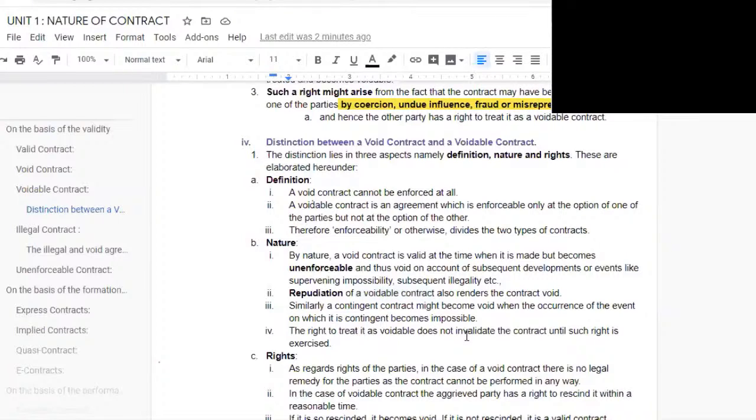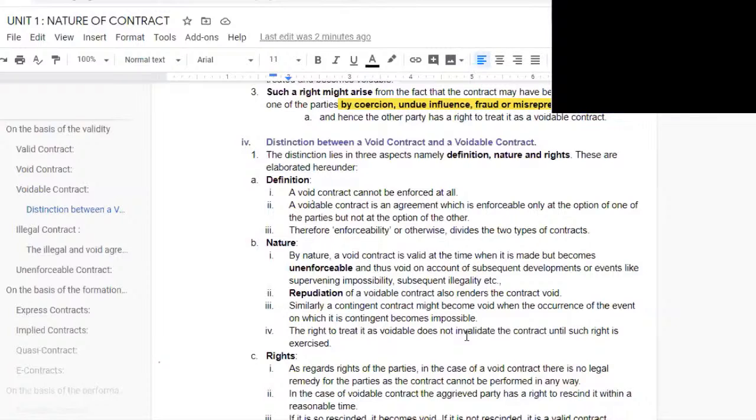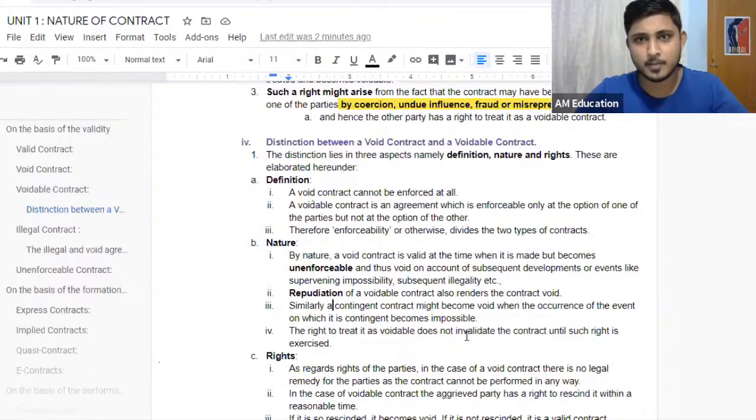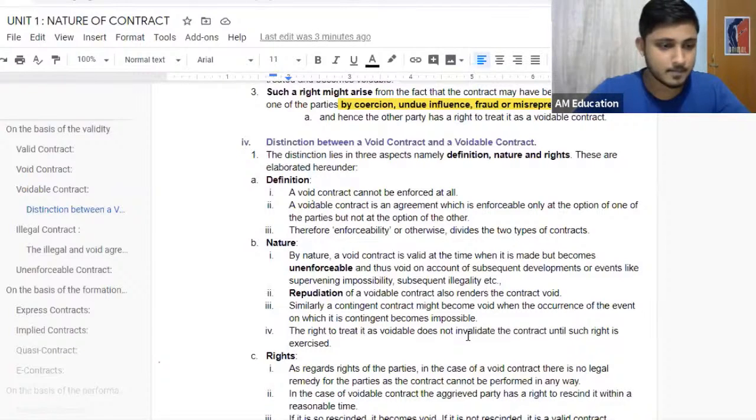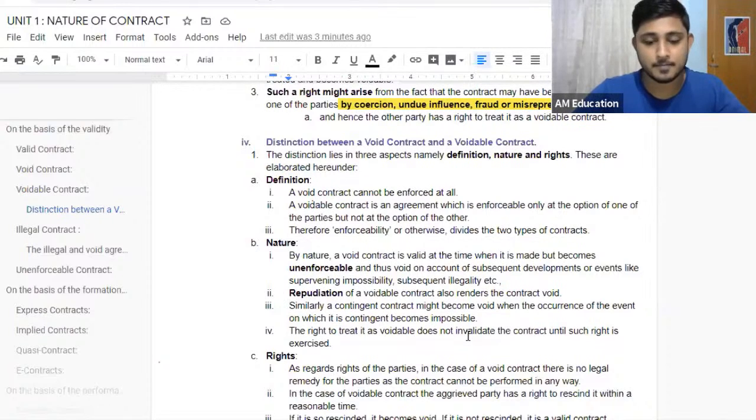The next one. Similarly, a contingent contract might become void when the occurrence of the event on which it is contingent becomes impossible. Okay. How many words are there that you don't know the meanings of? Just tell it out. I'll be marking them. Wherever you feel like that, just tell me that word. So contingency is something like future events which cannot be predicted, no, sir? Nida, almost right. Yes, you're almost there.